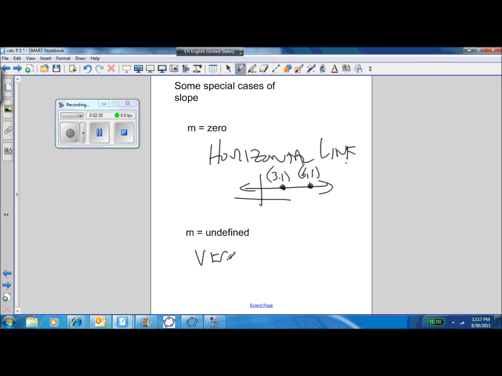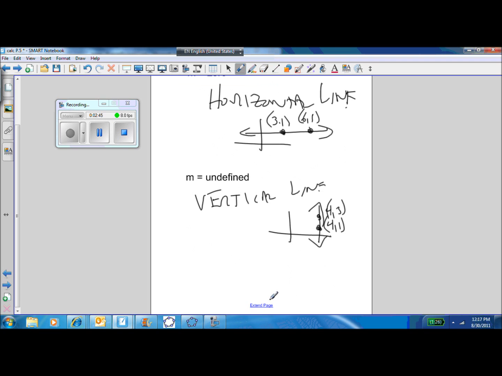Undefined slope is a vertical line. You see undefined slopes and vertical lines because when you start trying to put these in the formula, here you are at 4, 3, and 4, 1. You can see the change in y over the change in x is going to give you 3 minus 1 over 4 minus 4, which is 2 over 0, and that is undefined. Slope does not exist.